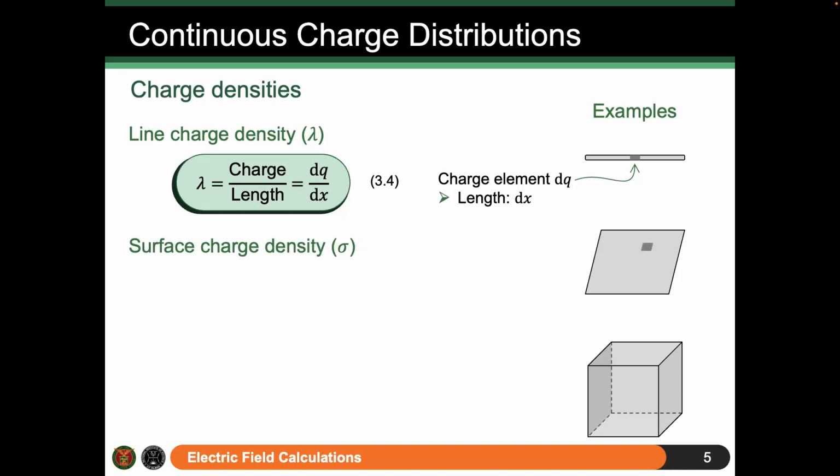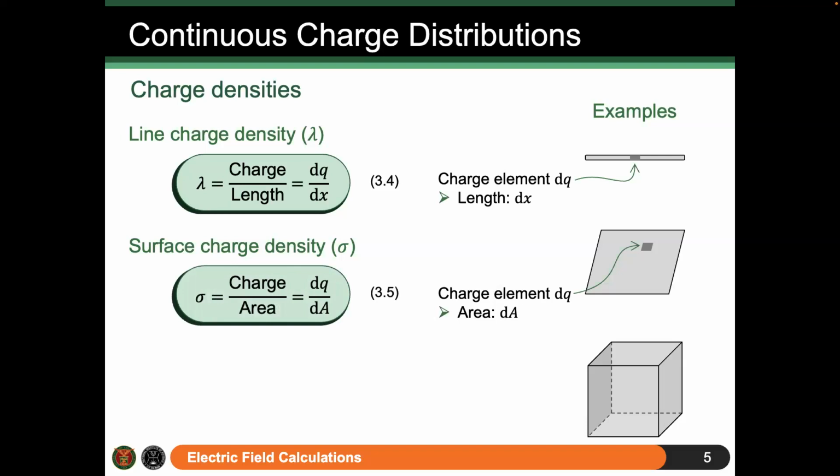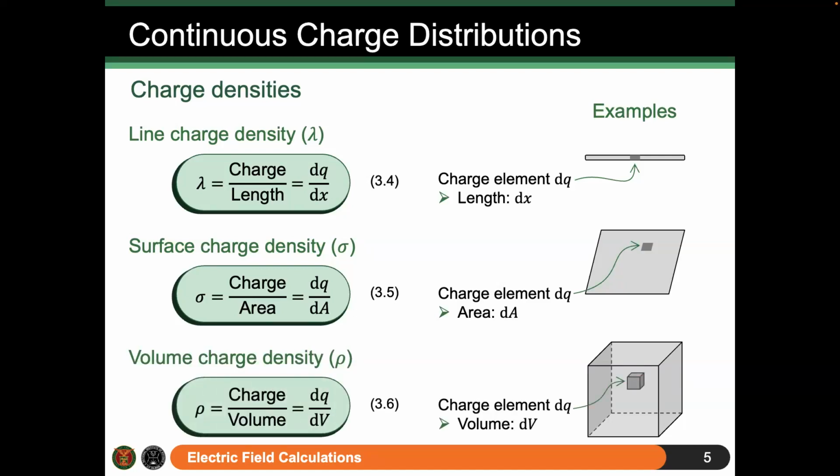Now for surface charge density, we consider a charge element dq again, but it has an infinitesimal area dA, so that we can talk about the electric field that it contributes, or the electric field due to this small part of this continuous system. Our sigma charge density is just charge per area, or dq over dA. And for volume, we have another charge element dq proportional to the volume charge density, which is charge per volume.